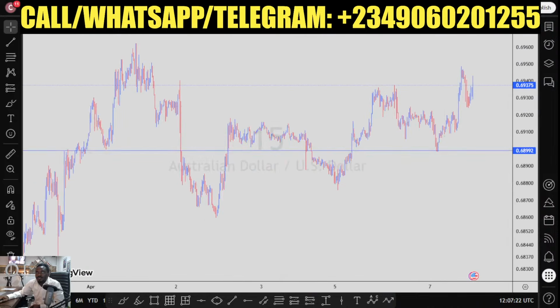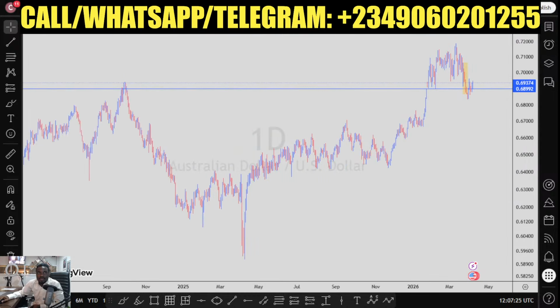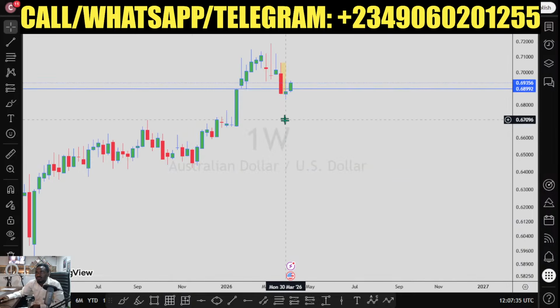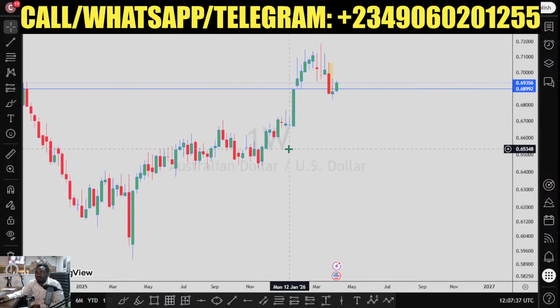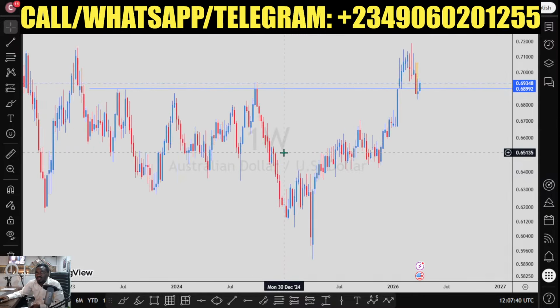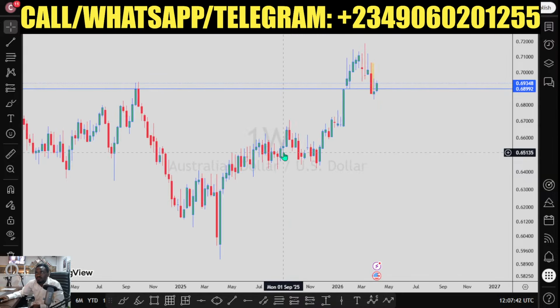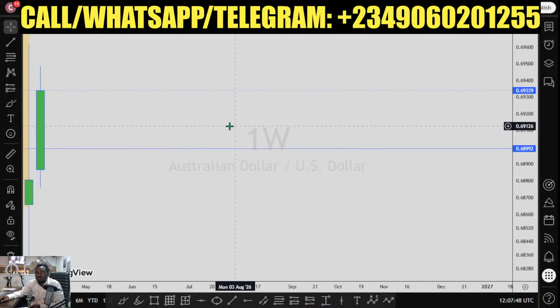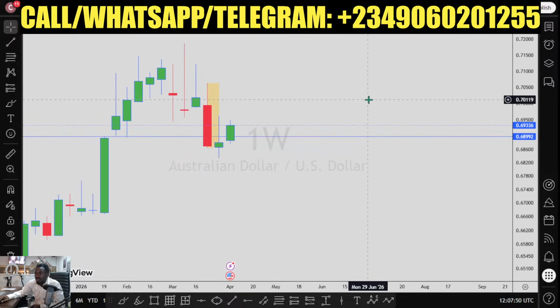This is the chart of AUD USD. The first thing we have to do is to start from the weekly chart. From the weekly chart, price is still bullish. Last week was a doji. That was an indecision in the market.